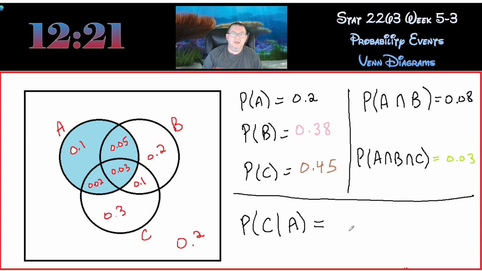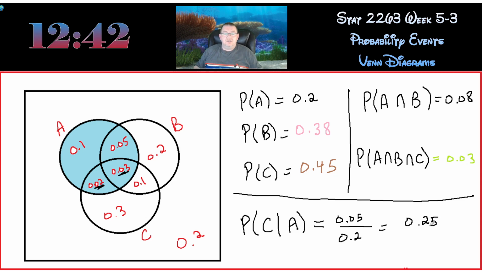I think that blue's good for coloring, but it's too light to write on, so I'm going to switch to black. So our C, these are our two numbers that are in C. So that is 0.05. And A is this whole circle. We've already worked that out to be 0.2. And 0.05 divided by 0.2 is 25%. So in this example, if I said to you, what's the probability of being in C knowing that we're going to be in A, it's 25%.